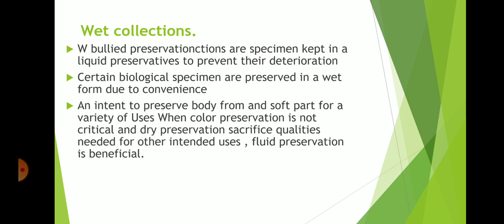So wet collection is useful for the study of the soft parts of animals, because in dry collection we sacrifice some qualities that would be more useful for research purposes. Whenever we study the soft parts of an animal, wet preservation is useful, because chemicals preserve the soft parts in their own state. So we use wet collection more in museums for the preservation of such species. So this is the wet collection.